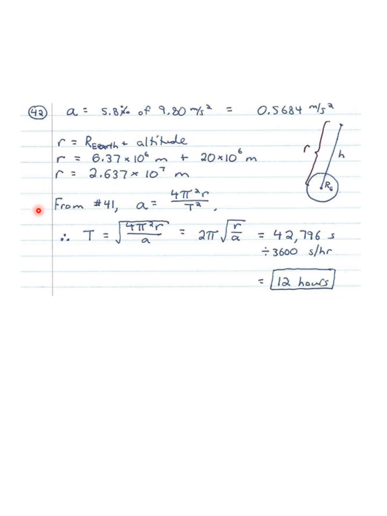From question number 41, the previous question, I already derived this. Acceleration is 4 pi squared r over t squared. And let's solve that equation for t. You should get t equals the square root of 4 pi squared r over a. Let's clean that up a bit. The 4 and the pi squared can be taken out of the square root as just 2 pi, and we're left inside the square root with r over a. Then we can plug in all the values. You should get 42,796 seconds. We want to know what that is in hours, so divide by 3,600 seconds per hour and you get 12 hours.